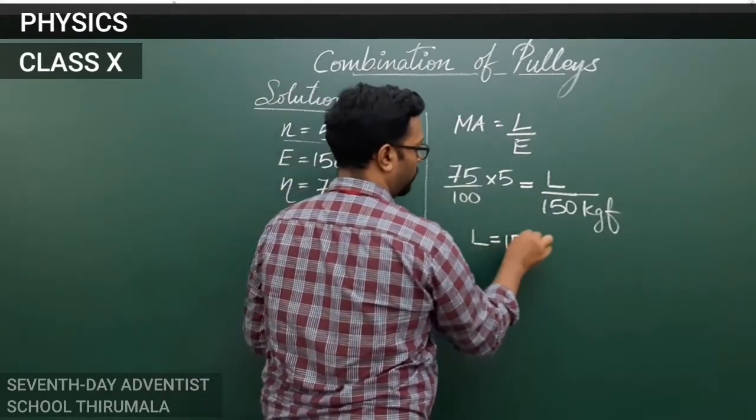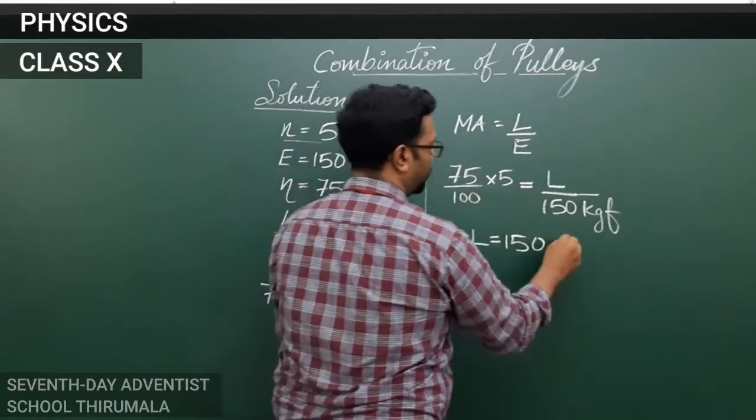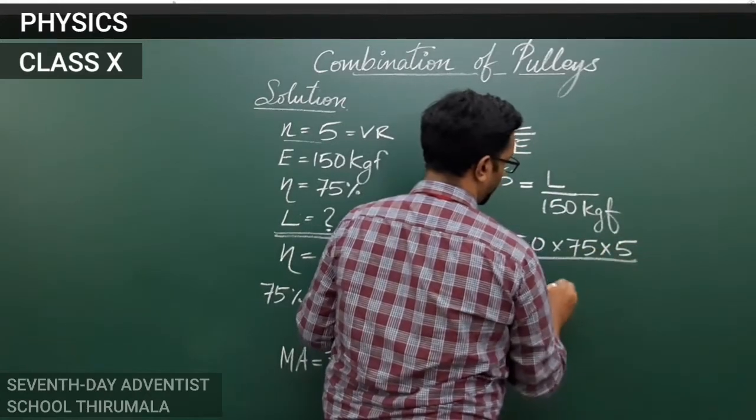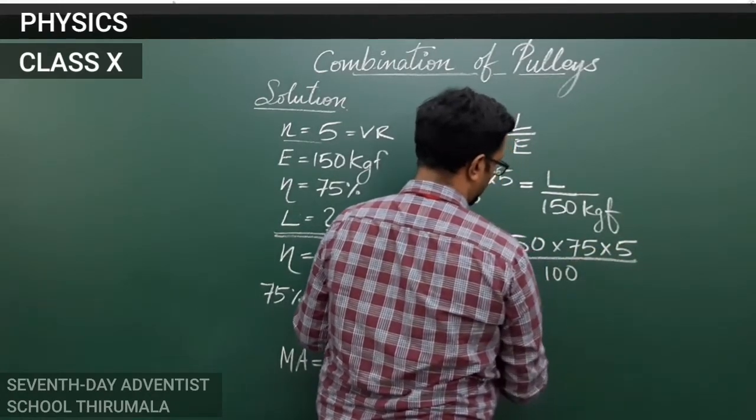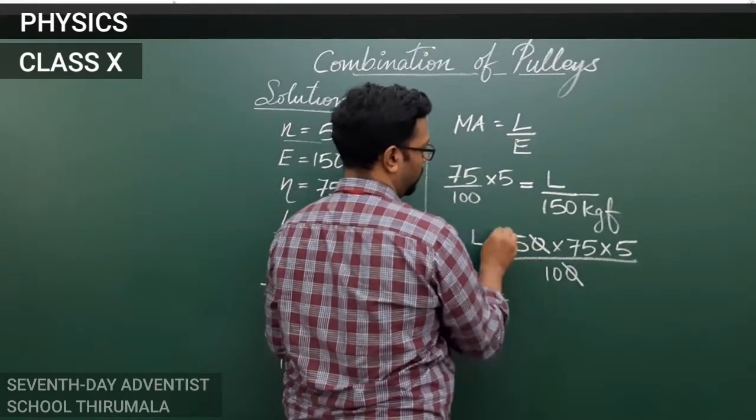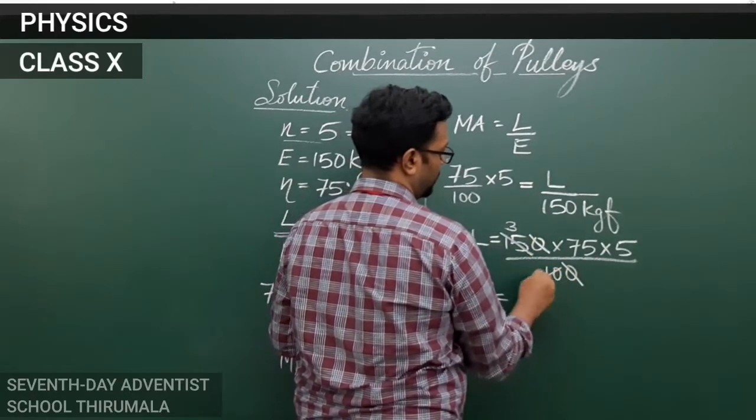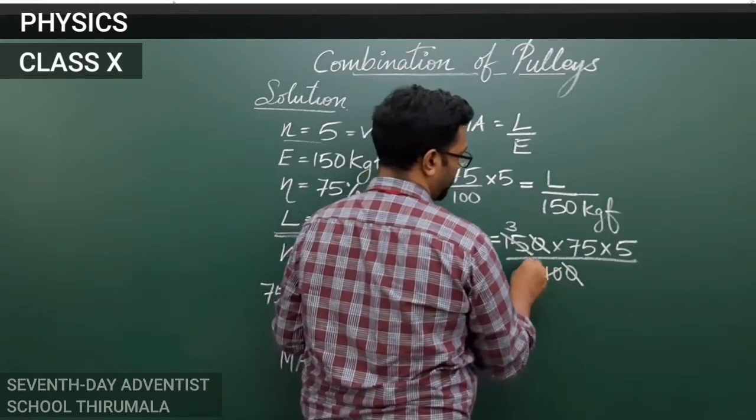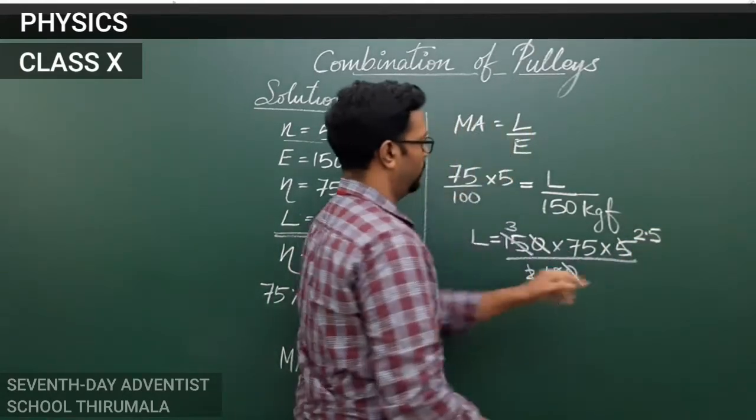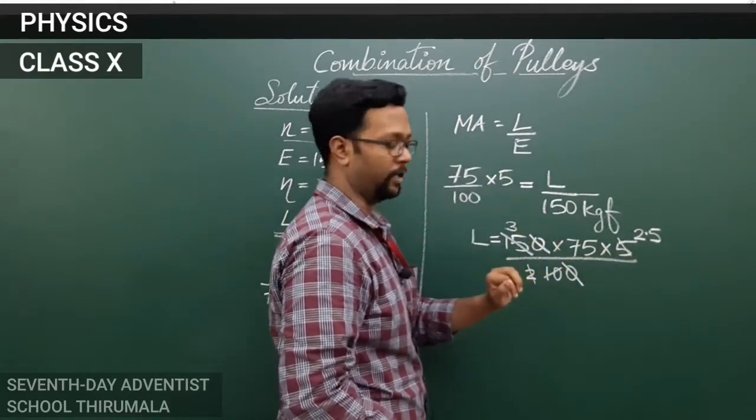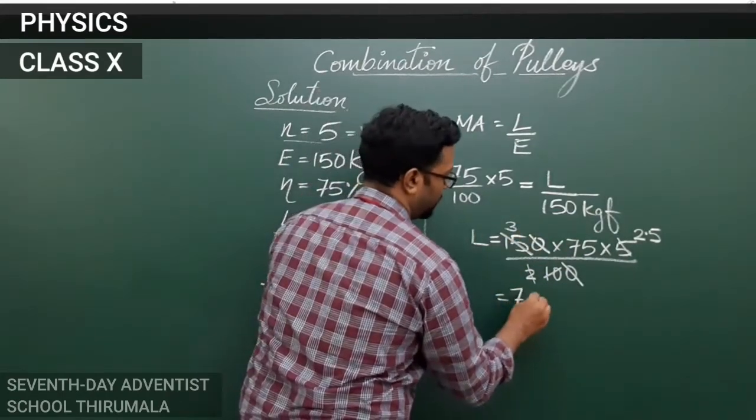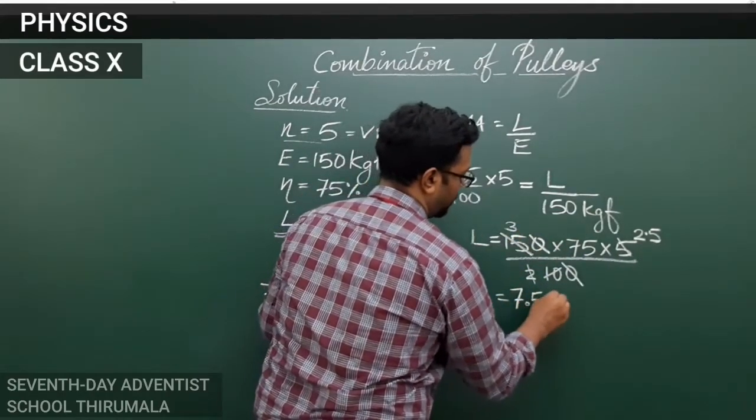So 150 into 75 into 5, the whole divided by 100. We can cancel this 0 and this 0. 5 will go 3 times. In 10, 5 will go 2 times. Then I am going to cut this 2 and 5 and I am writing 2.5. 2.5 into 3 into 75. 2.5 into 3 is 7.5. So that will be a better number. 7.5 into 75.